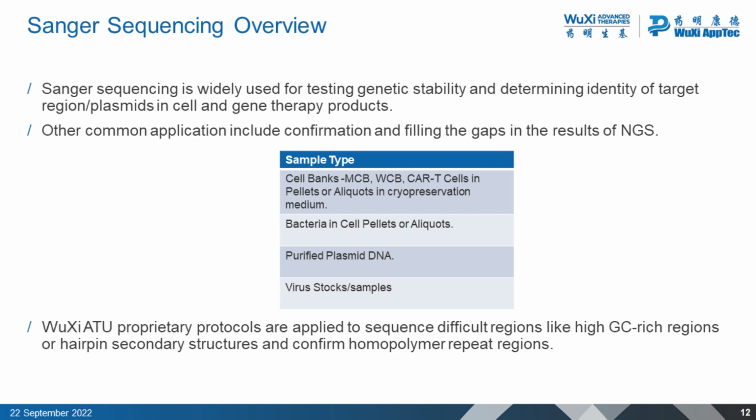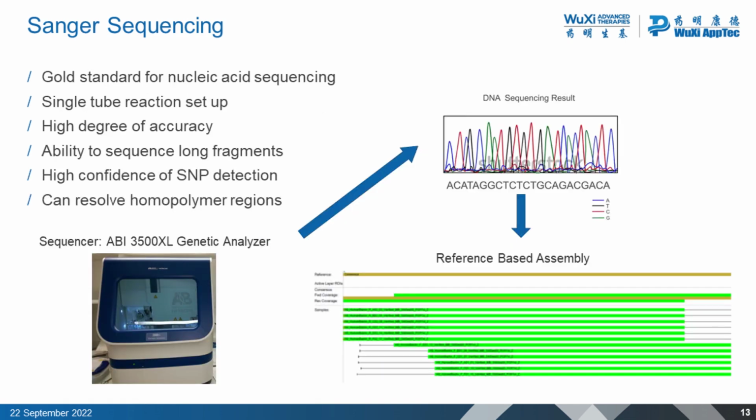WuXi ATU proprietary protocols are applied to sequence difficult regions like high GC rich regions and hairpin secondary structures, and also for confirmation of homopolymer repeat regions, which can sometimes be difficult for next generation sequencing based methods to resolve. The Sanger sequencing method has three simple steps. It has several advantages. It's a gold standard method for sequencing.